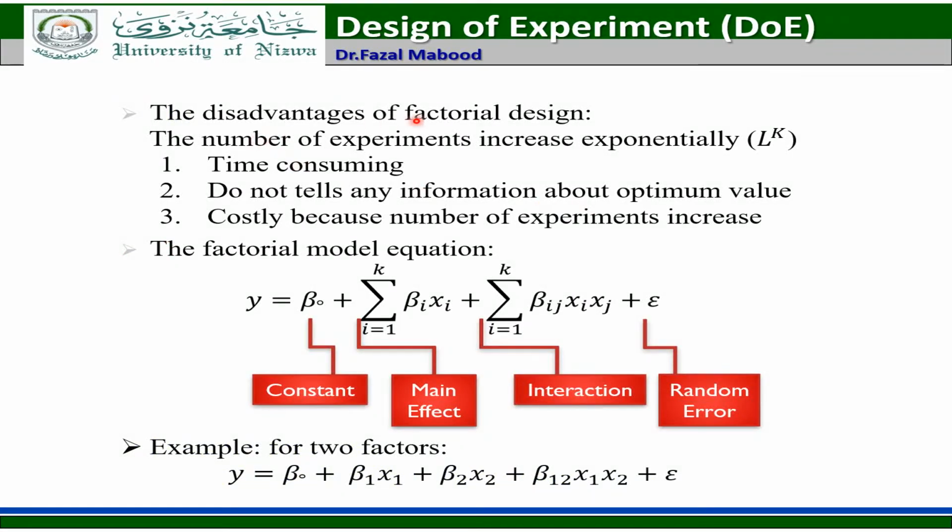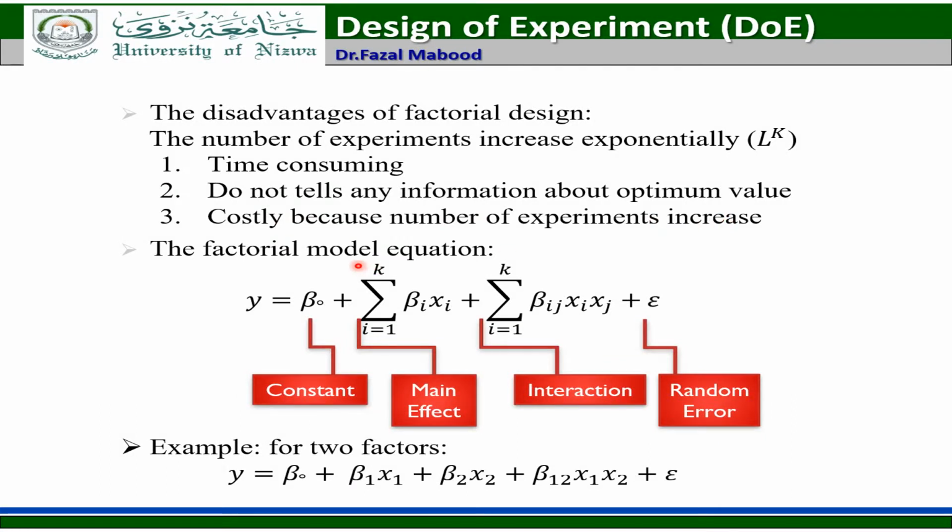The disadvantages of full factorial design: the number of experiments increase exponentially, time consuming, it does not tell us information about the optimum value. It can tell us information about the main effect as well as the interaction effect, but it doesn't tell us which value is the optimum value. Costly because number of experiments increase.